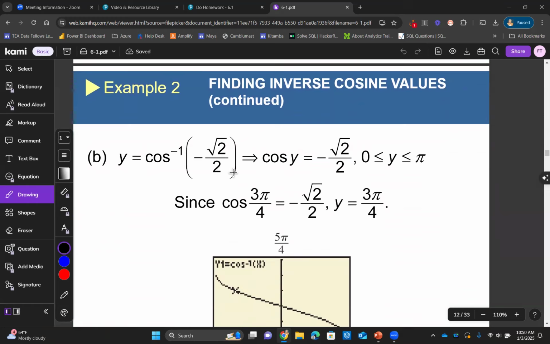Very similar question. We're looking for the angle whose cosine value is equal to -√2/2, and we can only use the values from 0 to pi. Since the cosine is negative here, and we know that in quadrant 2, cosine is a negative number, cosine of 3pi over 4 is -√2/2. So the answer this equation is going to return is 3pi over 4.